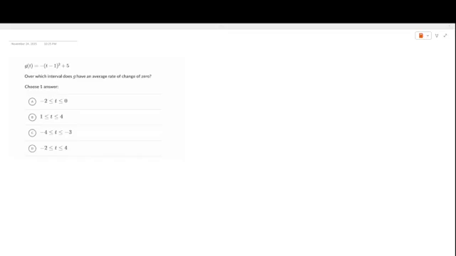Hi, today we will be learning about the average rate of change. So we will write a table first. This question is over which interval does G have an average rate of change of 0?